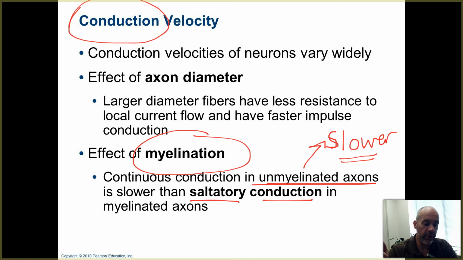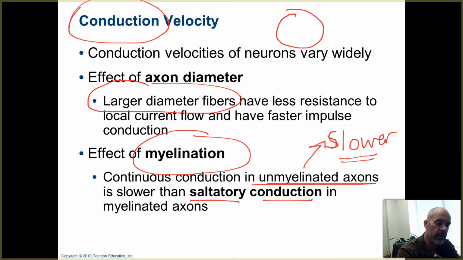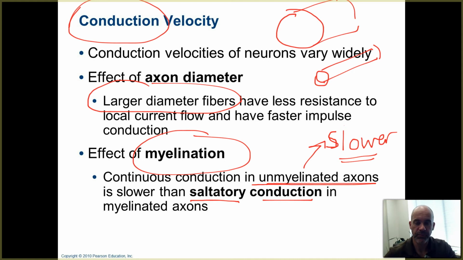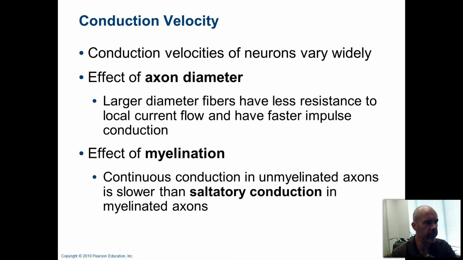Axon diameter: your larger diameter fibers, so if you're looking at them in cross-section, thicker ones are going to have faster conduction than thinner ones. Thinner fibers tend to have more resistance to flow of the action potential impulse.